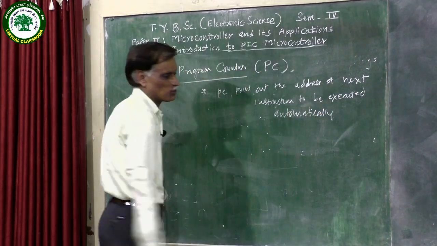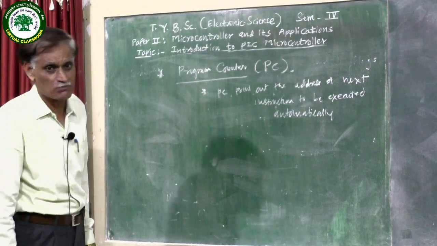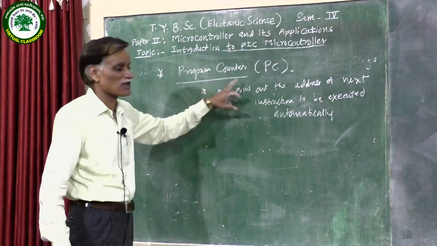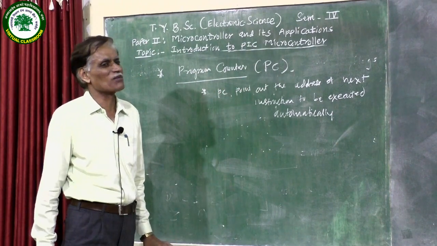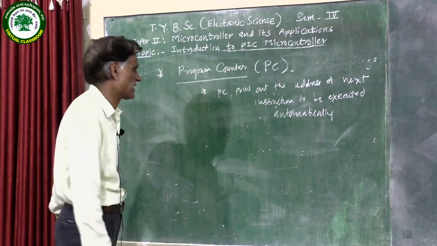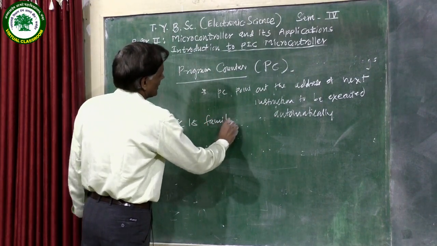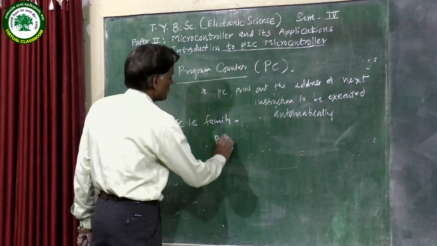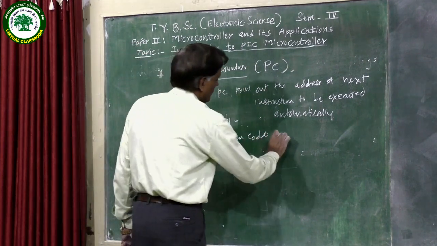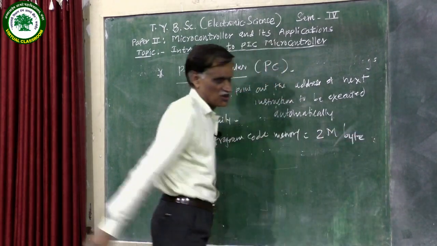From that point of view, I have told you, program counter always keeps the sequential track of execution of the main program. For that purpose, internally there is one register inside the CPU known as program counter. PC does not mean personal computer, it is the register located inside the CPU of the microcontroller. As far as the PIC 18 family is concerned, the maximum program code memory size is 2 megabytes.